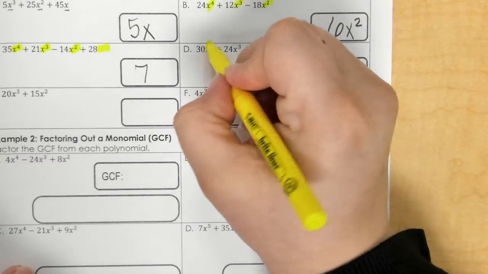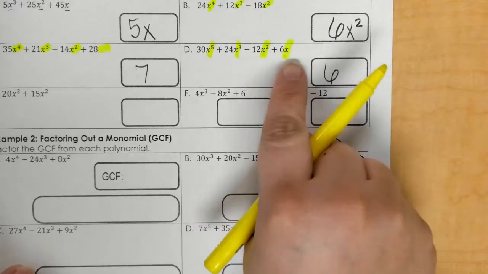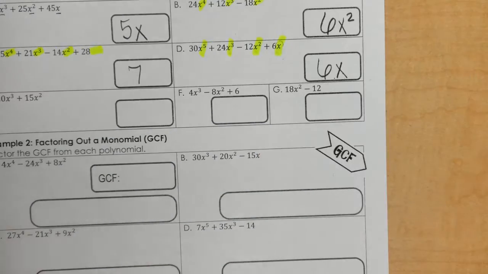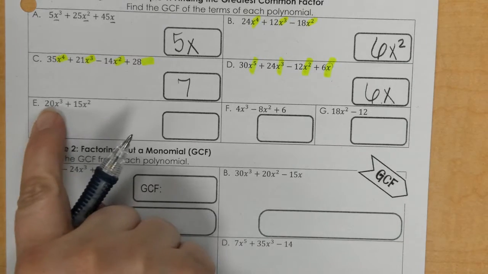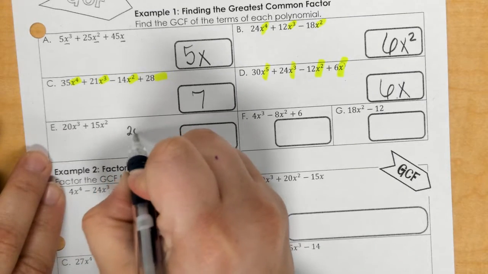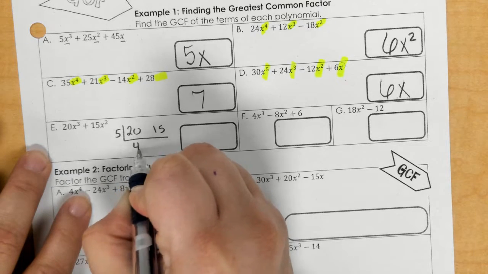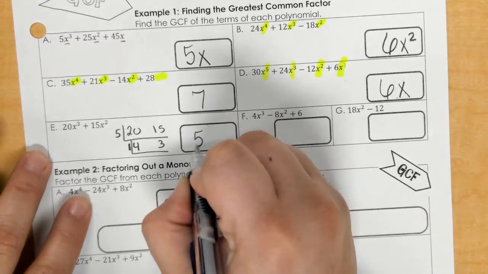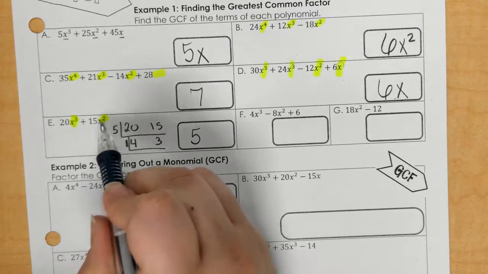I check for my variables. And yes, I have an x in every term, so my lowest x is just x. So I put that down. In E, we know that ending in 0 or 5 is divisible by 5. So for 20 and 15, we can do 5. And then 1 goes into those. So 5. My x's, the lowest x is x squared.